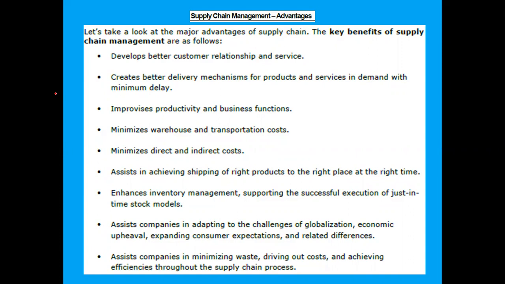Creates better delivery mechanisms for products and arrivals in scheduled time, and services in demand with minimum delay. That is the second advantage. Third one is improves the productivity and business functions. Absolutely, we can improve the productivity and business functions. Next, minimizes warehouse and transportation cost.